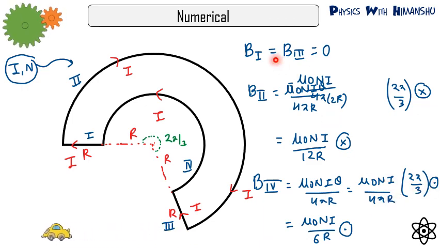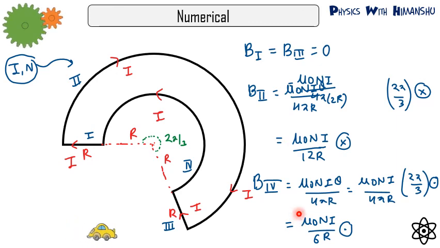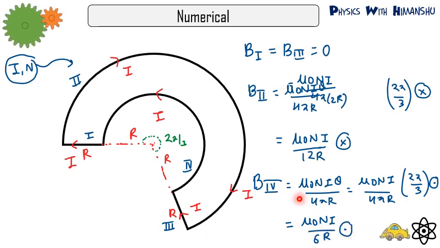So we have 4 magnetic fields: 0, 0, mu naught ni by 2r inwards, and mu naught ni by 6r outwards. If you take this one negative and this one positive, by adding both of them, you will get the final magnetic field. So this is how you have to use Biot-Savart's law to find the magnetic field due to a current carrying wire, a current carrying loop.